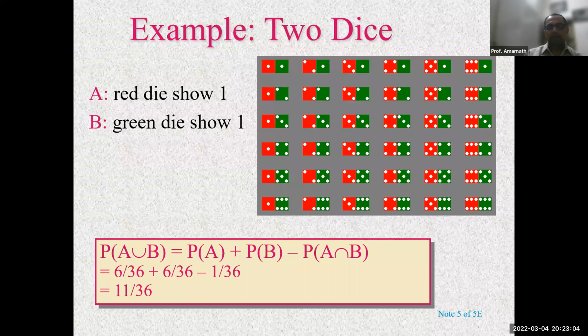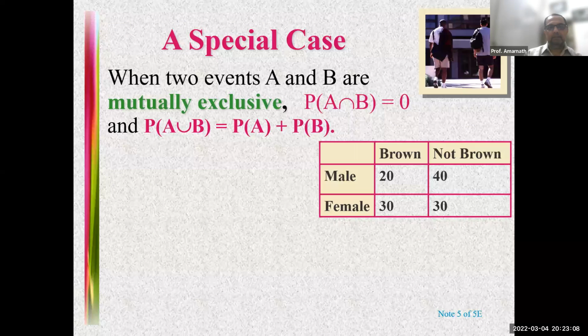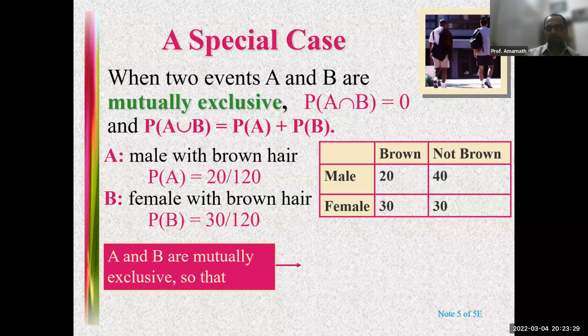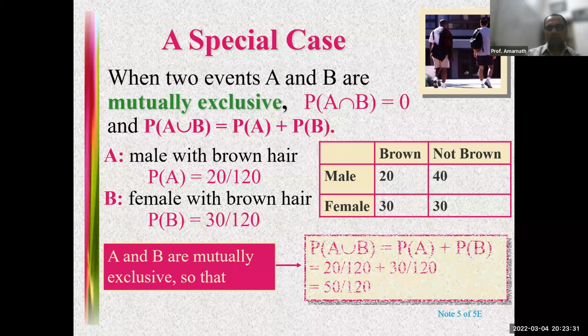A special case: when two events A and B are mutually exclusive, A intersection B is 0, so the probability of A union B is the probability of A plus the probability of B. For example, male with brown hair and female with brown hair are mutually exclusive. So that is 50 by 120. Dice example: 7 by 36.